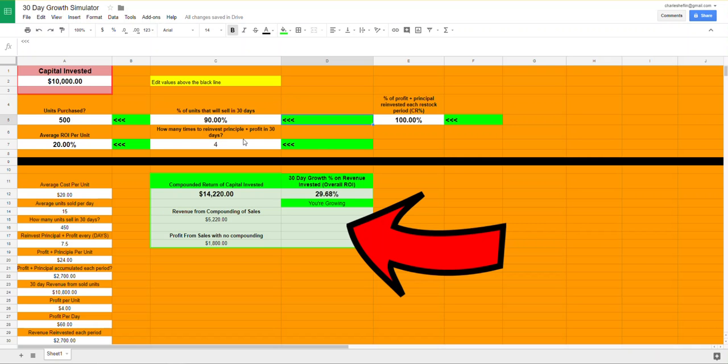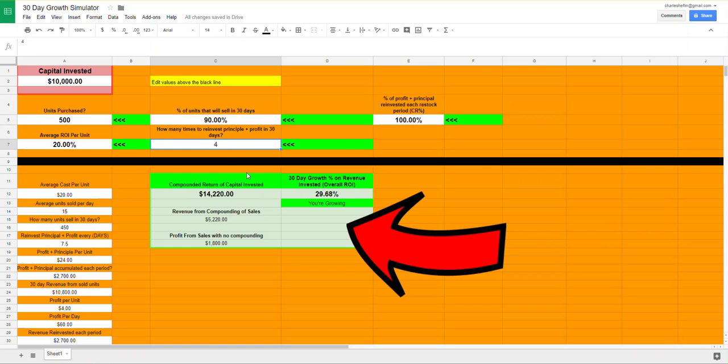Then the next field that you want to edit here is how many times you will reinvest your principal plus your profit in a 30-day period. So this enacts your compounding. Obviously the more you increase that, the better your overall ROI gets, and you can find your ROI here. And this is your overall. This is your compounded return of capital.